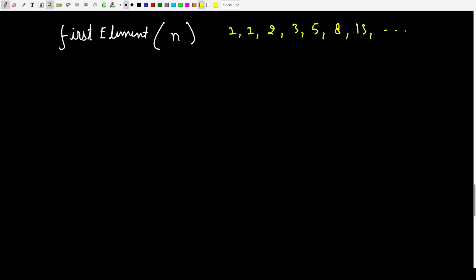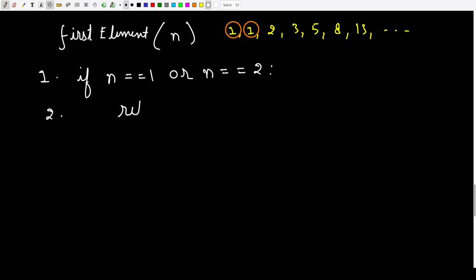So let us discuss the pseudocode for this. So we want to compute the nth element, and let me write the pattern also over here. So 1, 1, 2, then 3, 5, 8, 13 and so on. So this is the pattern. What we are going to do is, we are going to say if n equals 1 or n equals 2, in either of these cases, we just have to simply return 1.